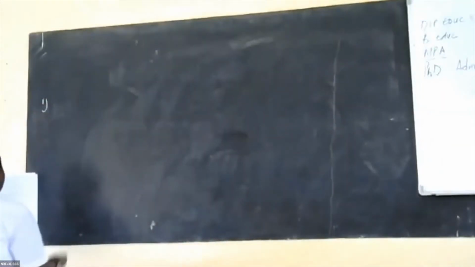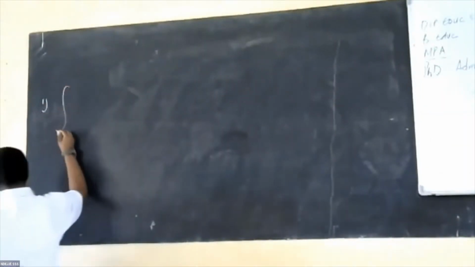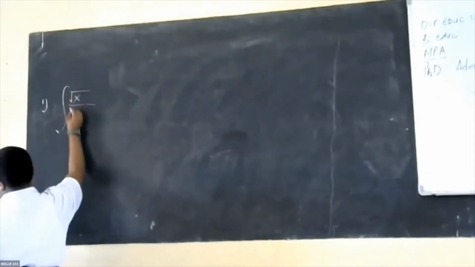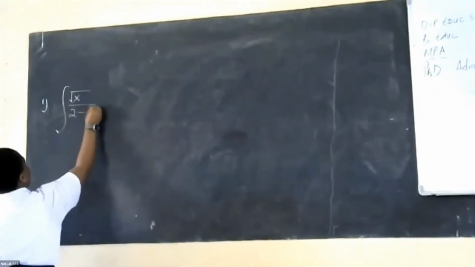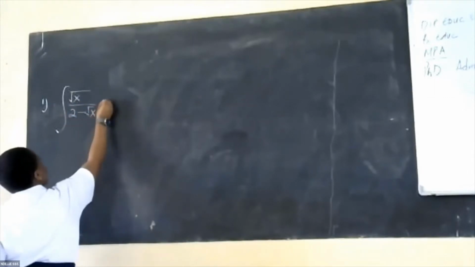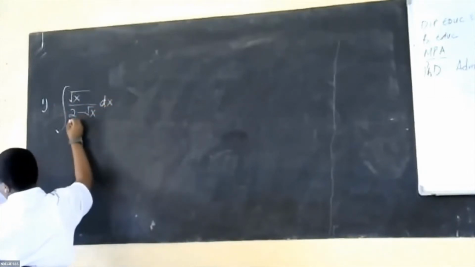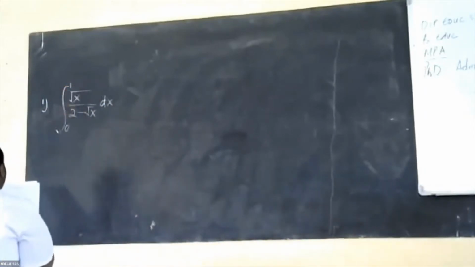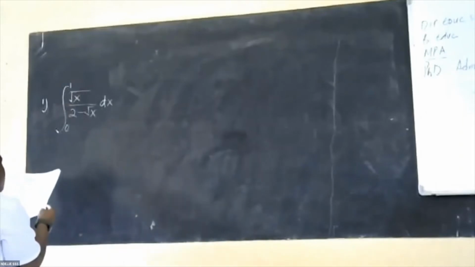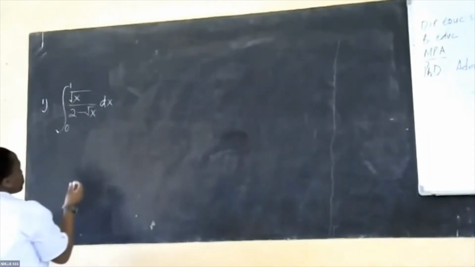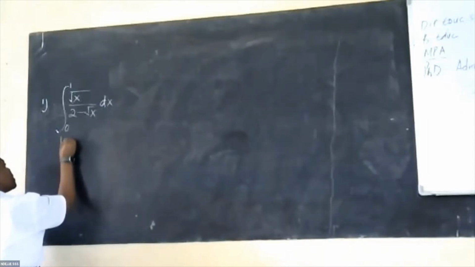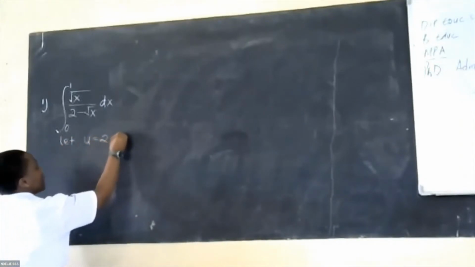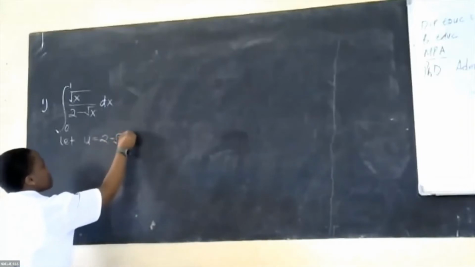Number 1 says integrate the function of x over 2 minus root of x, from 0 to 1. They say apply a suitable substitution. So I'm going to use substitution. Let u be equal to 2 minus root of x.